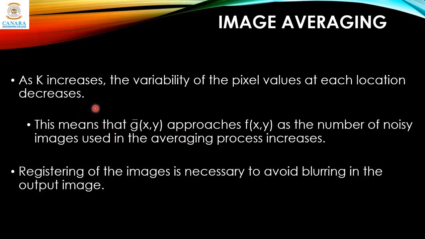So as k increases, the variability of the pixel values at each location decreases. This means that g'(x,y) approaches f(x,y) as the number of noisy images used in the averaging process increases. Registering of the image is necessary to avoid blurring in the output image. Registering means basically assigning a coordinate value for a particular point in the image, like we need a reference point in the image so that we can align all the averaged images. Without registering, all the process will be a total waste.